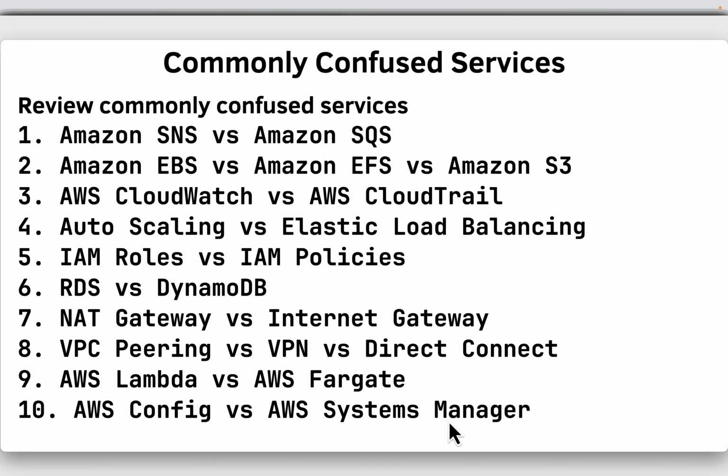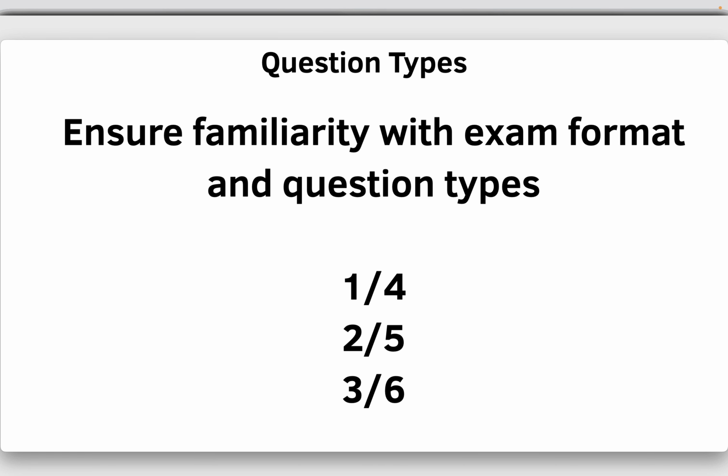So, question type. Make sure you are familiar with the exam format. It's usually 1 out of 4 you have to choose, 2 out of 5. So this will be a checkbox, it will be a radio, and sometimes 3 out of 6. 1 out of 4 is a very obvious, clear one, but sometimes 2 options together will make the right answer, or 3 options together will make the right answer.